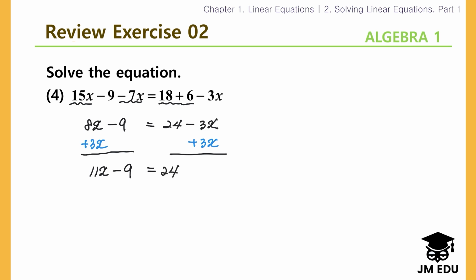Now, next step is we're going to have to remove negative 9 on the left hand side by adding 9 each side.